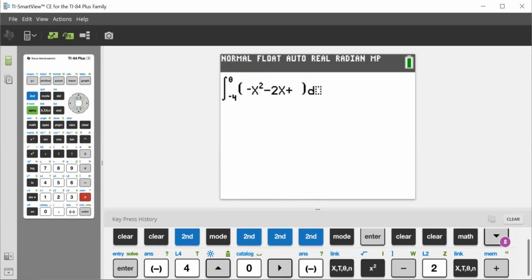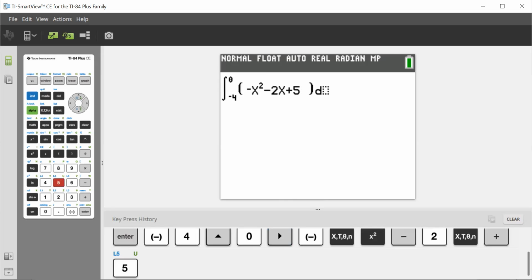plus 5. Then you must tell the calculator which variable you're integrating with respect to. I'm integrating with respect to x, so you have to plug in the x again. Nothing's going to be stored in there, which is the reason you have to have that in there, so it doesn't use your last stored value of x.